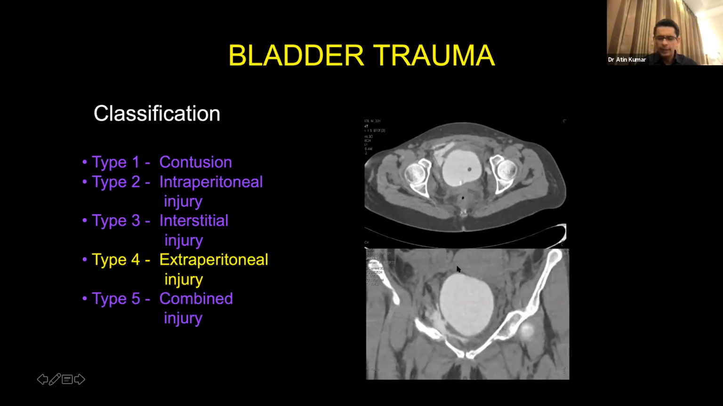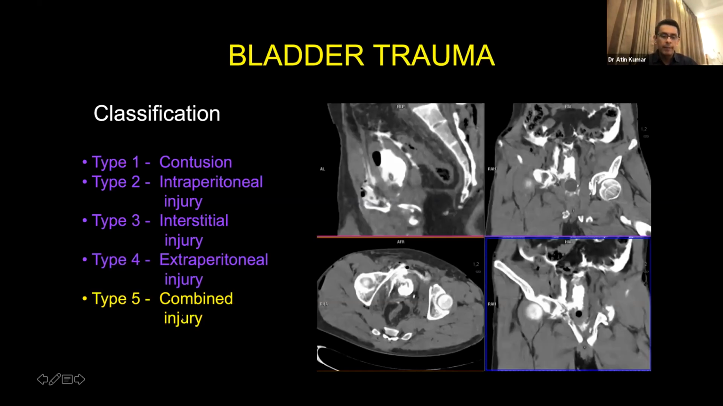Extraperitoneal injury is one in which the bladder tears at the lower part, not at the diaphragmatic surface, not at the peritoneal surface, but at the extraperitoneal surface. The contrast leaks into the prevesical and the perivesical spaces. This is extraperitoneal rupture. This can be managed by just a Foley's catheter in place. However, there can sometimes be a combined injury, which is classified as type 5, in which there is both intraperitoneal injury, which is at the dome, as well as extraperitoneal injury at the base. A combination of this will still require operative repair, especially for the intraperitoneal rupture.